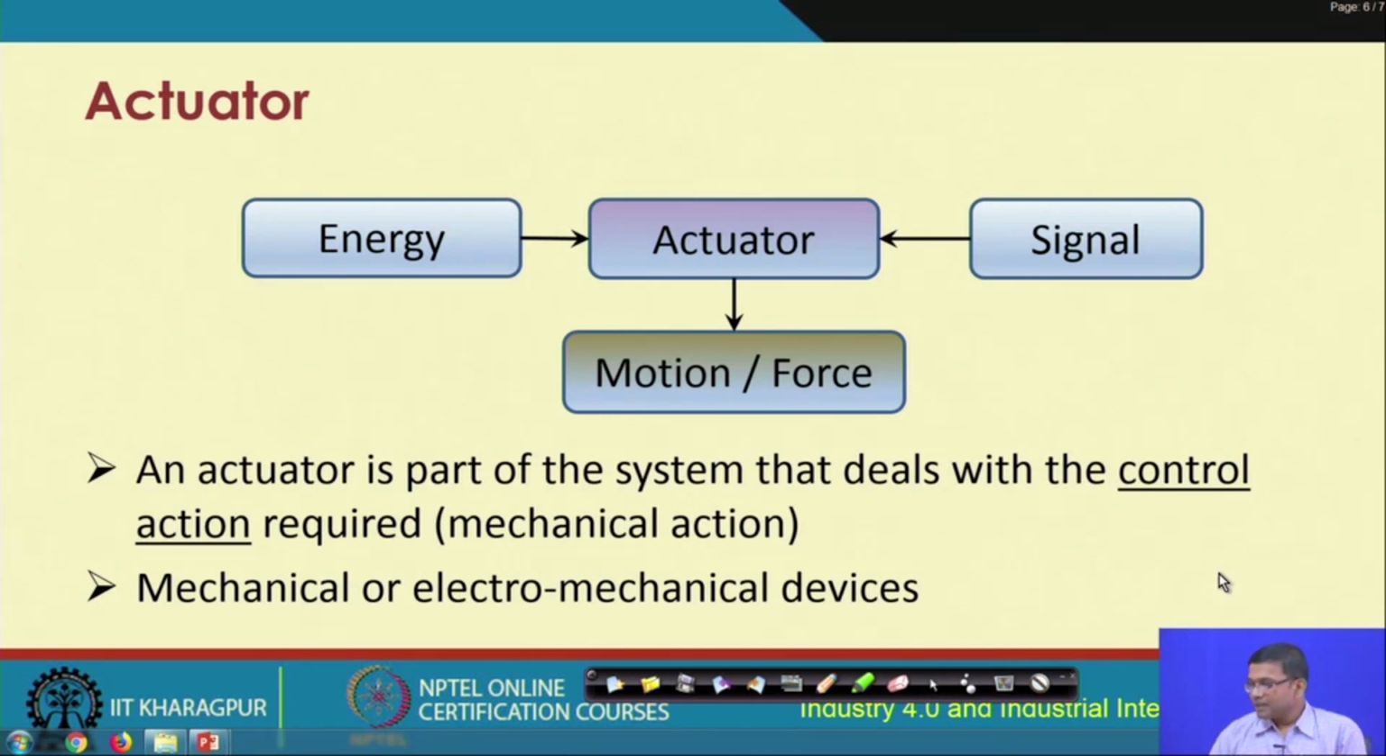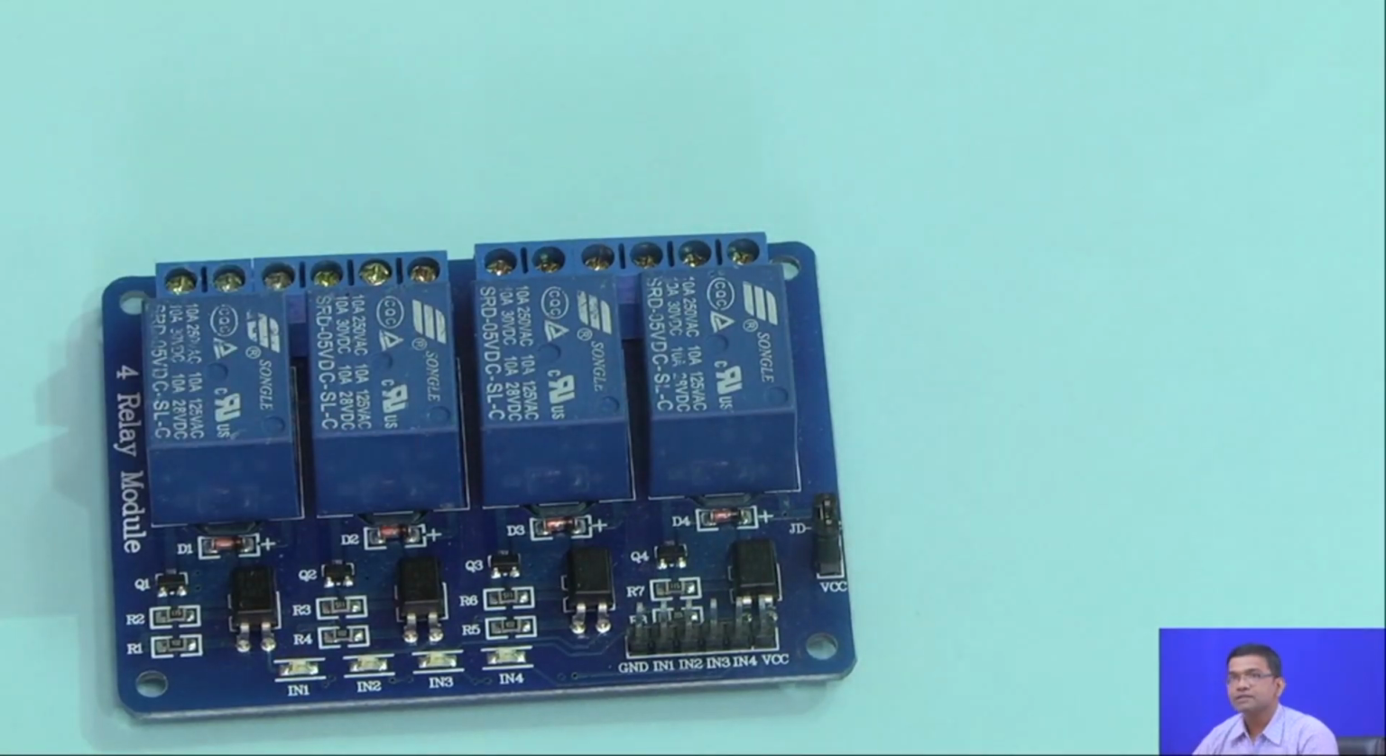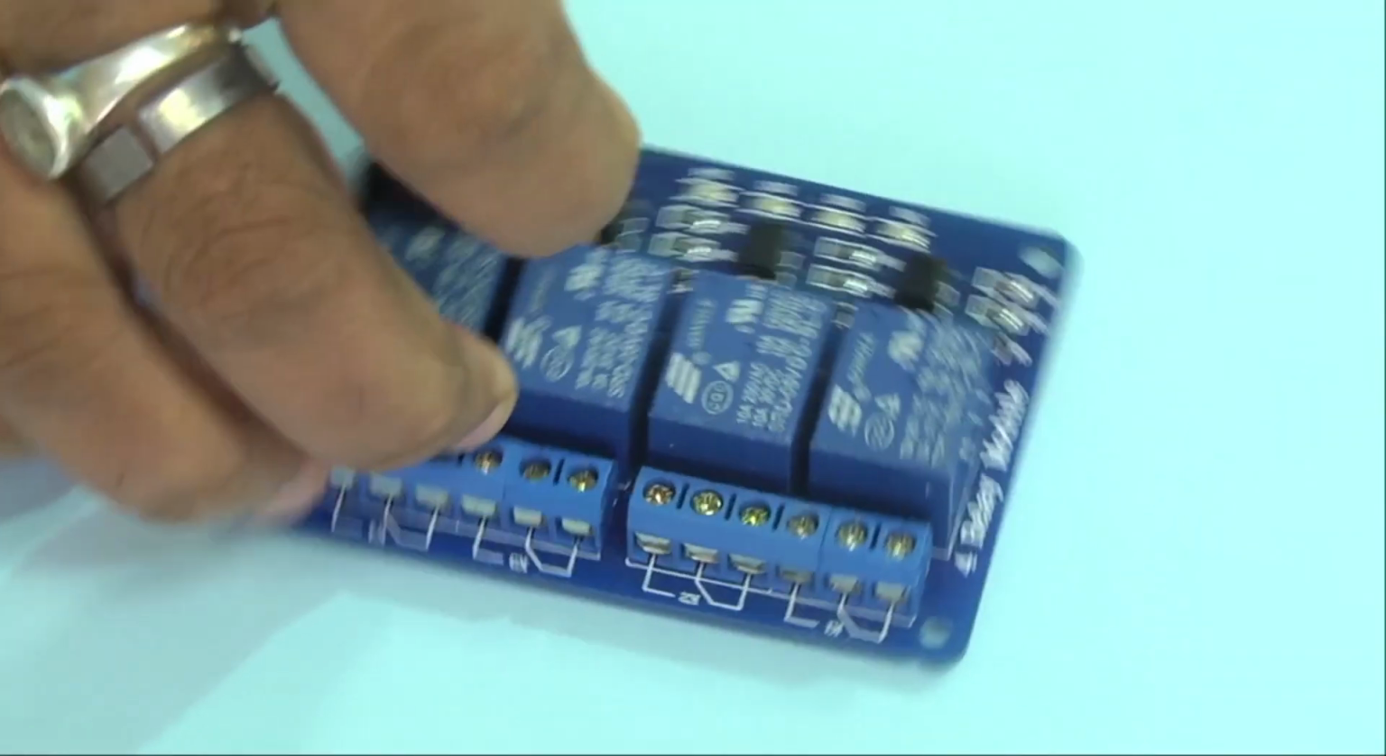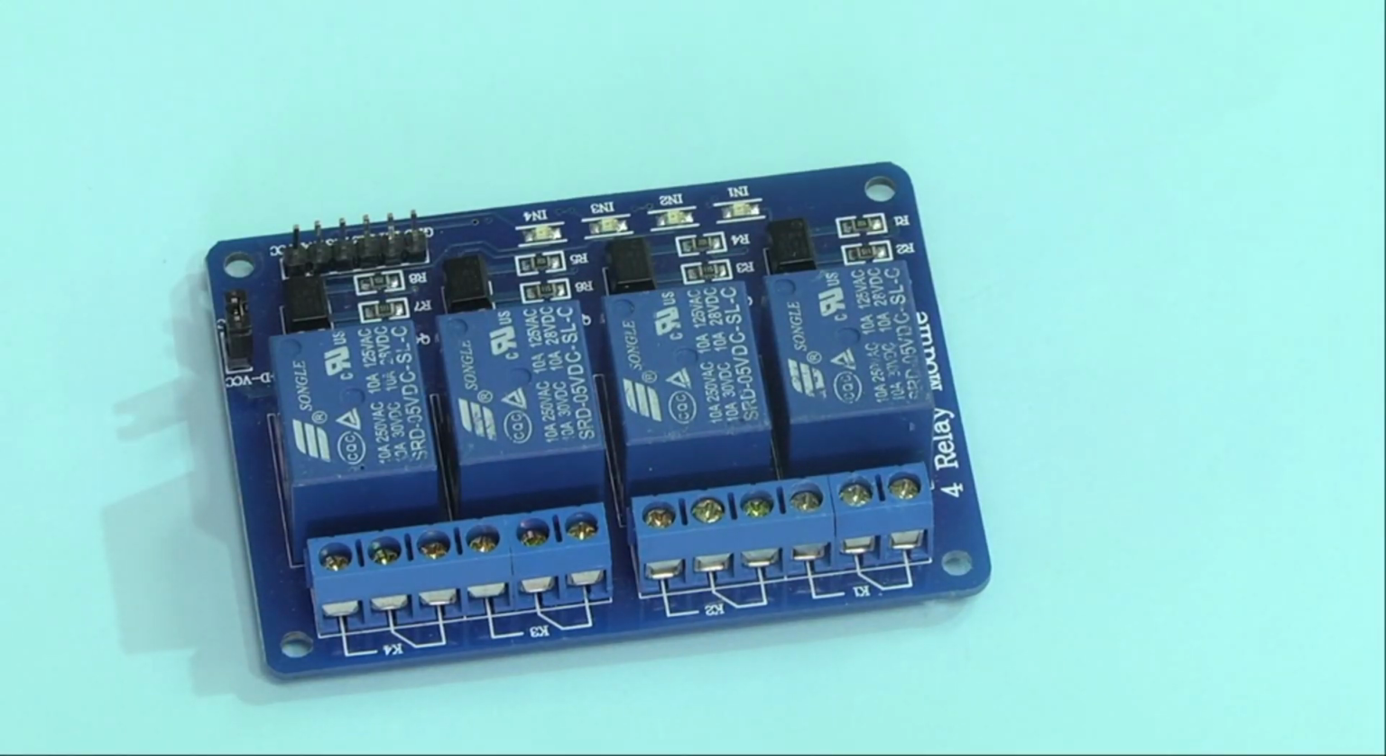So, let me now show you some pictures of actuators that I have in my lab. There are many others, but these are some of them. This is an actuator. This is an electric relay. What this relay does is transform electrical energy into some kind of mechanical action, or it could be electromechanical as well. These relays are very useful for taking an electric signal and performing some kind of mechanical operation, such as turning on a valve, turning off a valve, turning on a device such as a compressor, turning off a device such as a compressor, and so on. So, this is a relay, which is an actuator.